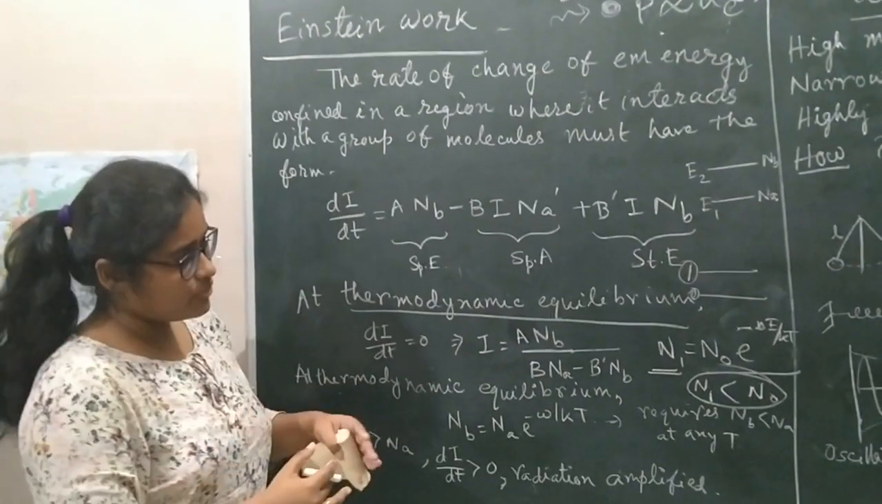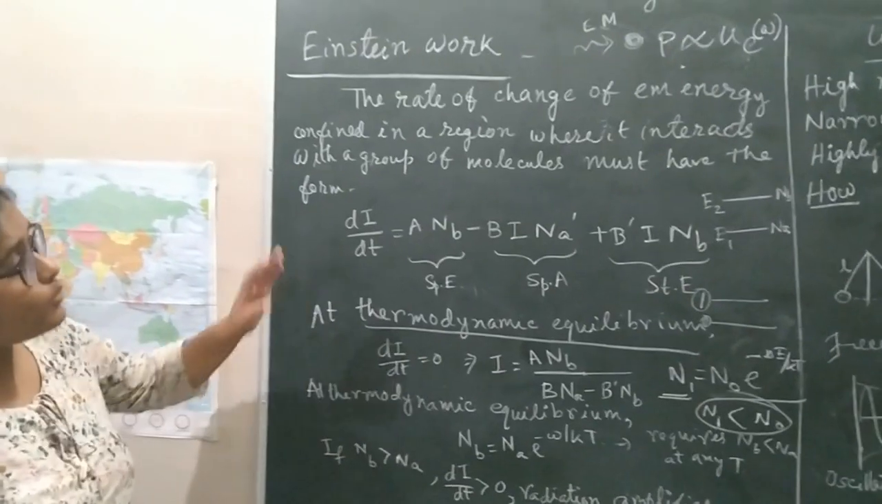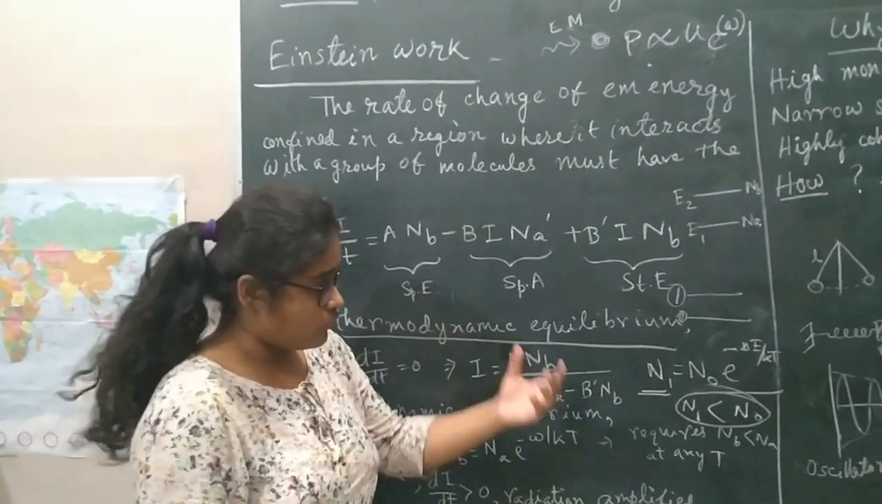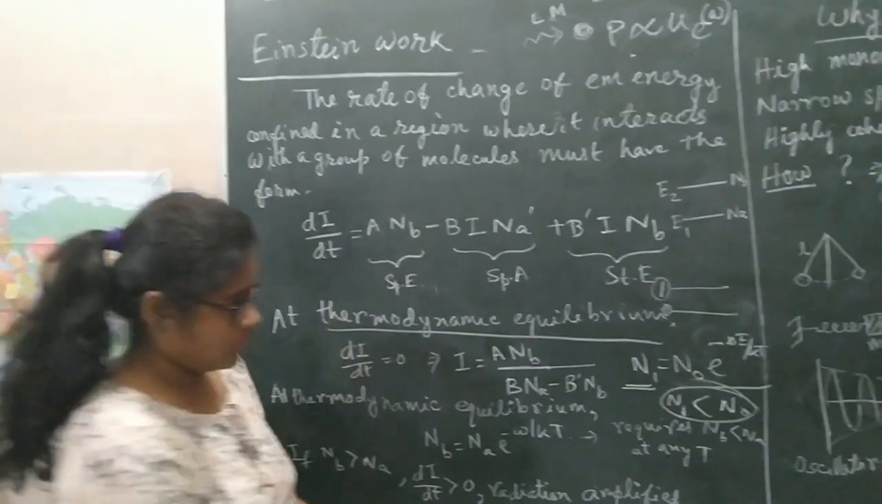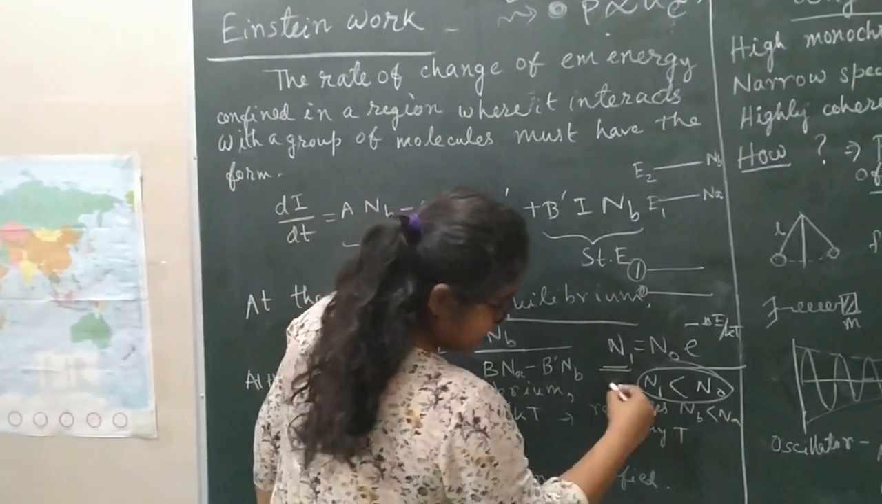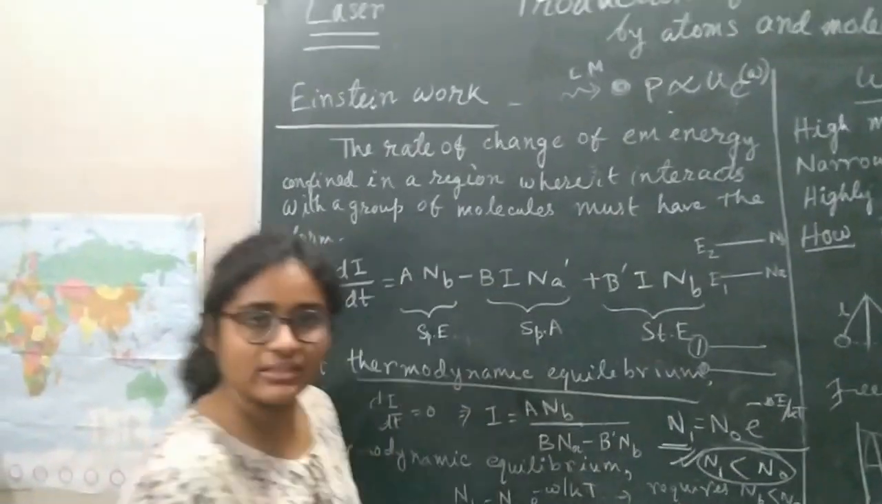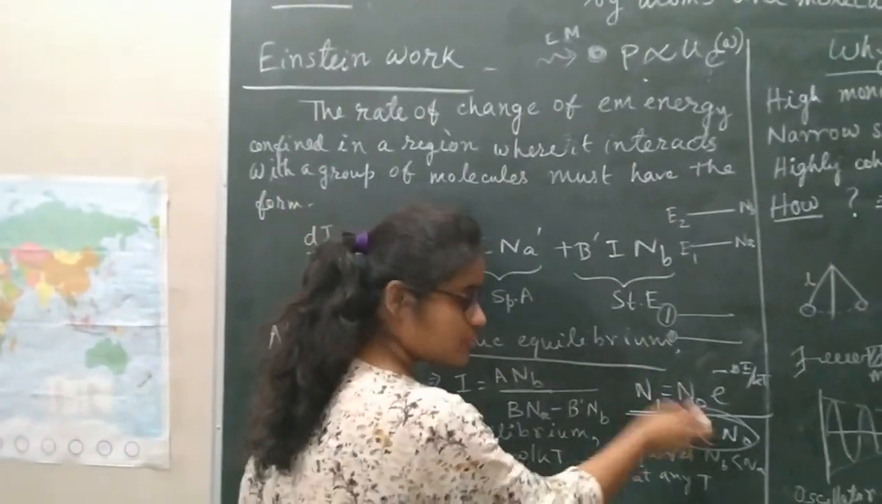Now we have to know that in case we want to get lasing action, what should be the population? I mean, will this thermodynamic equilibrium relation satisfy the lasing action, or do we have to think over it?